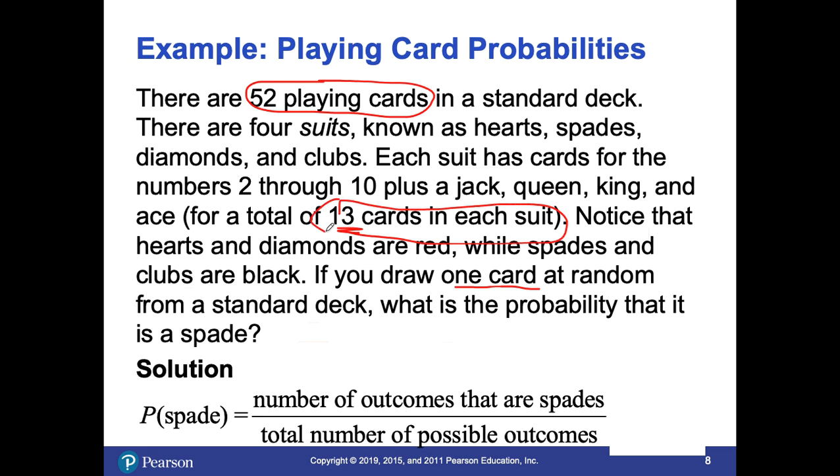So go ahead and let's use the formula here again. It's going to be the number of outcomes that are spades, basically the number of spades, divided by the total number of cards in the deck. That's going to be 13 out of 52. 13 spades out of a total of 52 cards. This does, in fact, reduce to 1/4. And again, notice that my probability is between 0 and 1, because we all know that 1/4 is the same as 0.25.